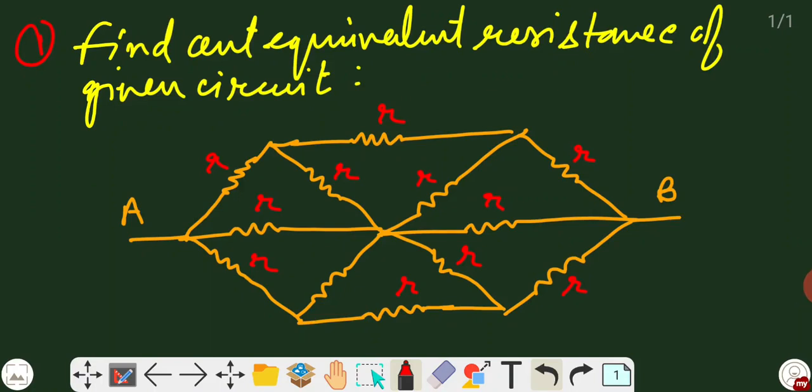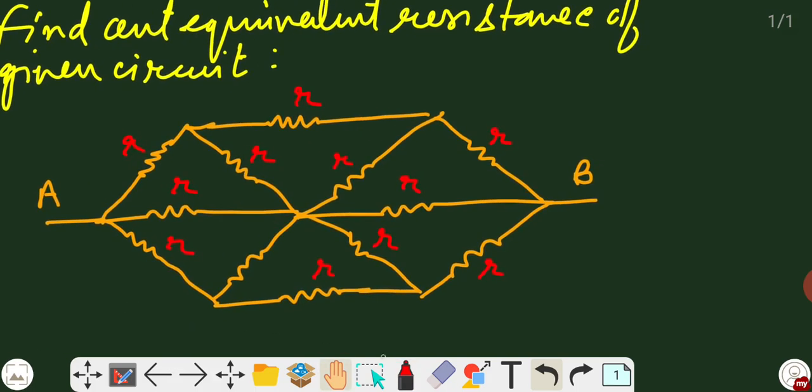So today we are going to solve the complex circuit equivalent resistance. One of the questions is presented in front of you. So let us analyze this question. Okay, so first point: when we just see the question, first of all you have to determine the symmetry. Which symmetry are you going to apply?